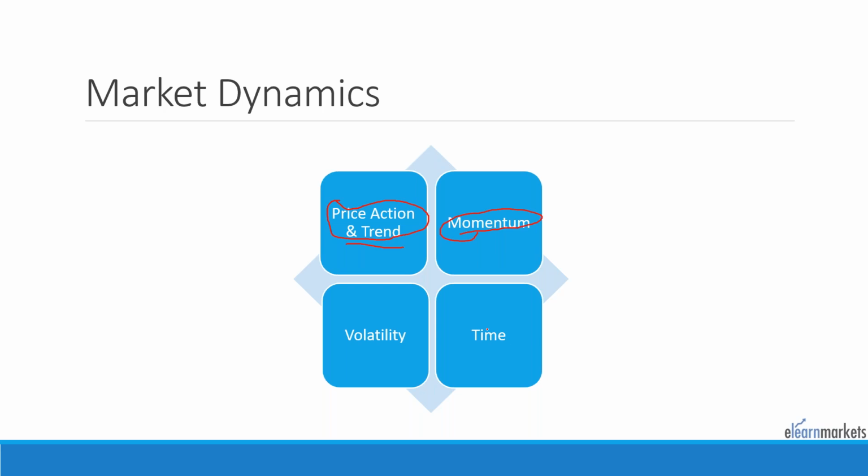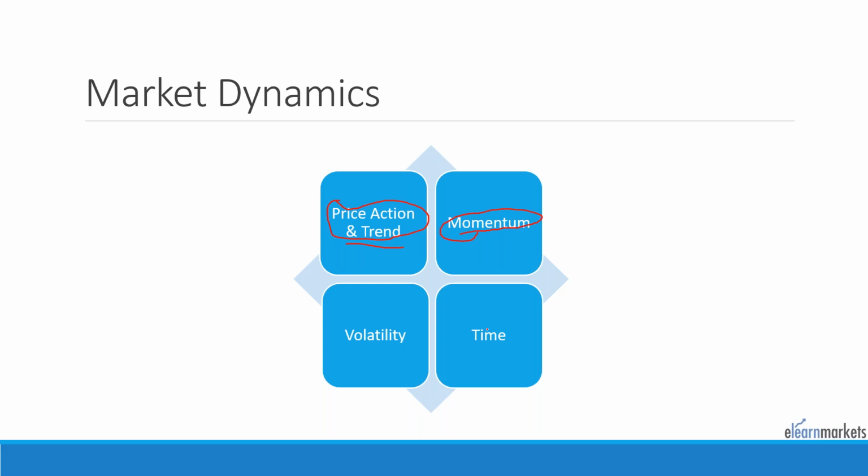We also use something known as relative strength, RS, relative strength comparative, where you check the strength of a particular stock vis-a-vis the index. So that is relative strength comparative.